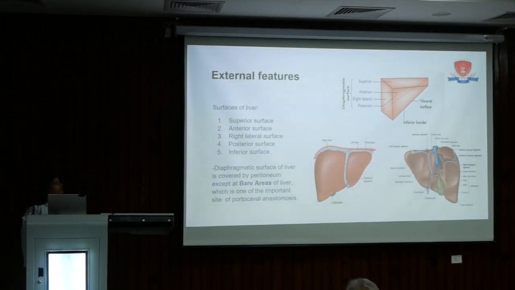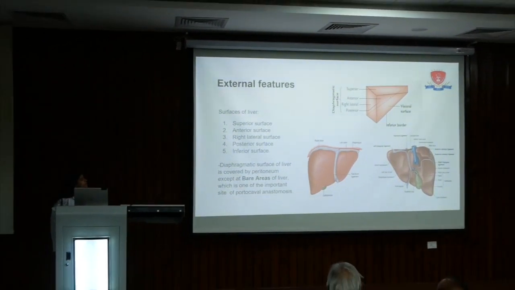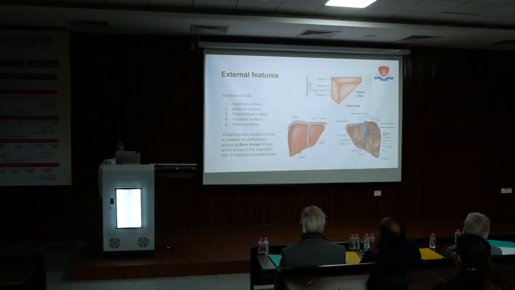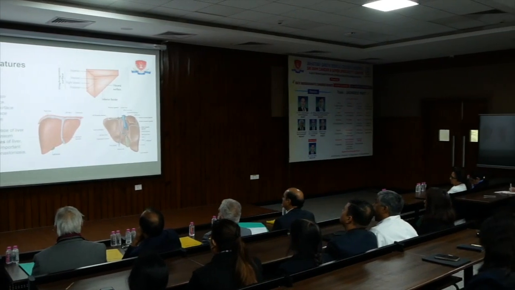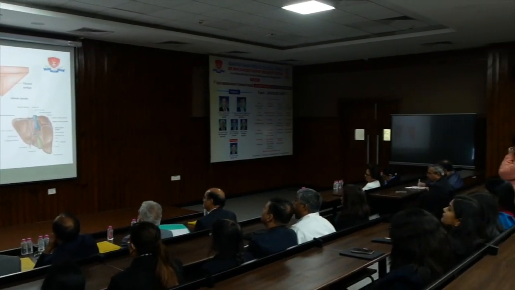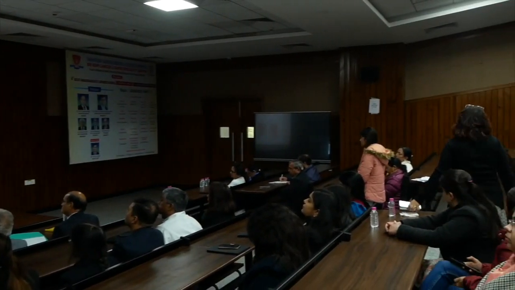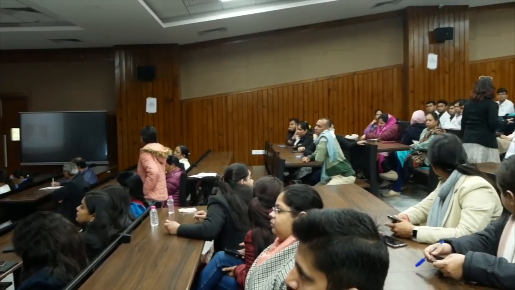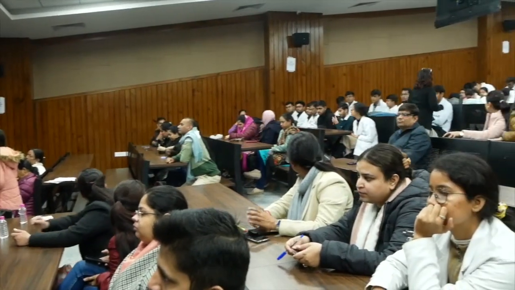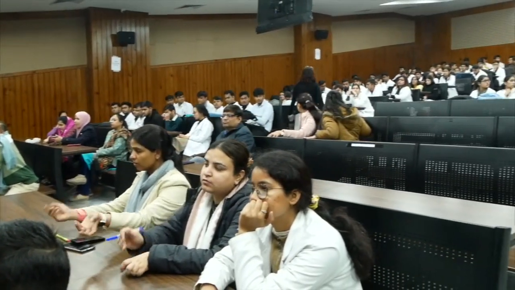External features. The liver has 5 surfaces and 1 sharp demarcating inferior border. The 5 surfaces are the superior surface, anterior surface, right lateral surface, posterior surface, and the inferior surface. The diaphragmatic surface of the liver is covered by peritoneum except at the bare areas of the liver, which is one of the important sites of portocaval anastomosis.